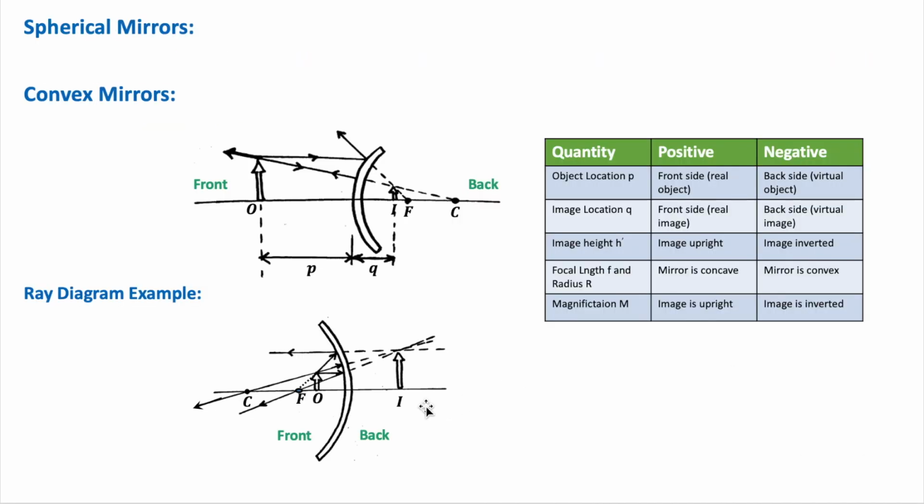So the distance of the object, 6 centimeters, is less than the focal point, which is 10 centimeters, and it's describing a similar situation here. The image is upright, it's virtual, and it's magnified.